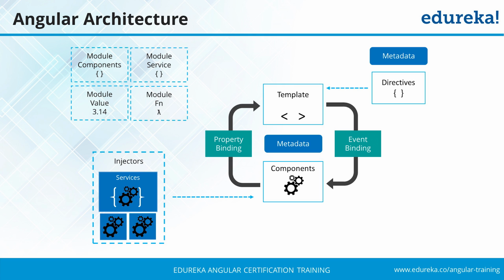Your component is associated to the template using metadata which is provided by the @Component annotation. And you do property binding from JavaScript to template and event binding from template to JavaScript for changes. Directives are nothing but simple functionality with metadata that tells the directive how to be instantiated, how to work across, and what functionality to be provided. It does a very simple job, and that is manipulating the DOM. So that was about Angular architecture.